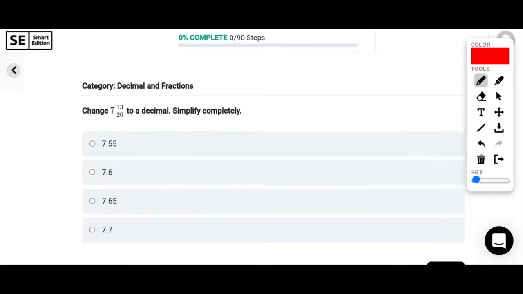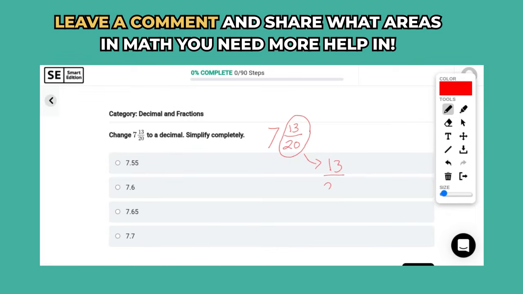Okay, 7 13/20. We need to change this to a decimal, and then it says simplify completely. So the quickest way when you have a calculator to turn a fraction into a decimal is to think about the fractional part. This is a mixed number, so think about the fraction as a division problem. So 13 over 20 just means 13 divided by 20.